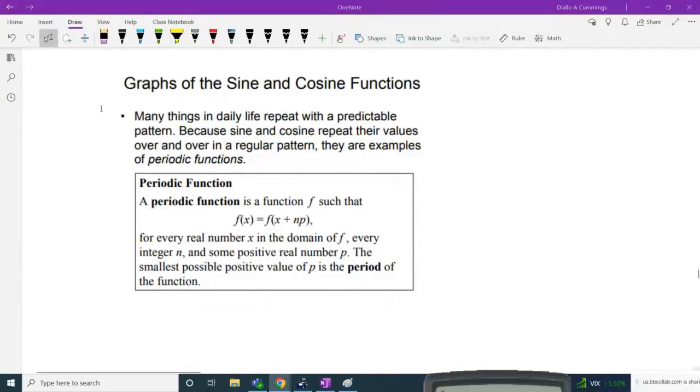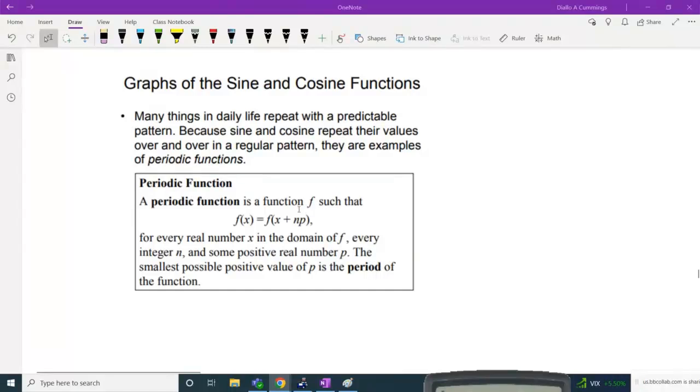Many things in daily life repeat with a predictable pattern. Because sine and cosine repeat their values over and over in a regular pattern, they're examples of what are called periodic functions. Periodic functions are cyclic in nature. They repeat over and over. For example, weather is cyclic or periodic because it repeats over time.